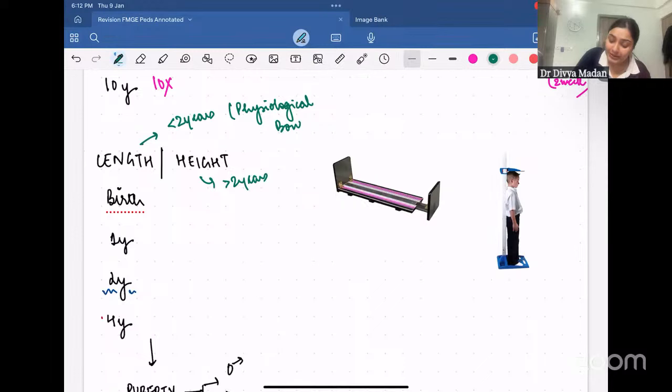So we use this device to measure the length. Can anyone tell me what this device is? A device, what is this device? I used this device to measure the length. Yes, this device is nothing but the infantometer.